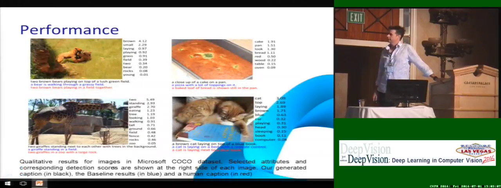Okay. And some examples here. Each of these columns here is the top few attributes, their scores, and then the black is our caption. The blue is the baseline, and the human caption is in red. So the top left one is ours: two brown bears playing on top of a lush green field. The baseline is a bear is walking through a grassy field, and the human caption is two bears playing in a field together, and the top attributes are brown, small, plain, grass, field, and so on.